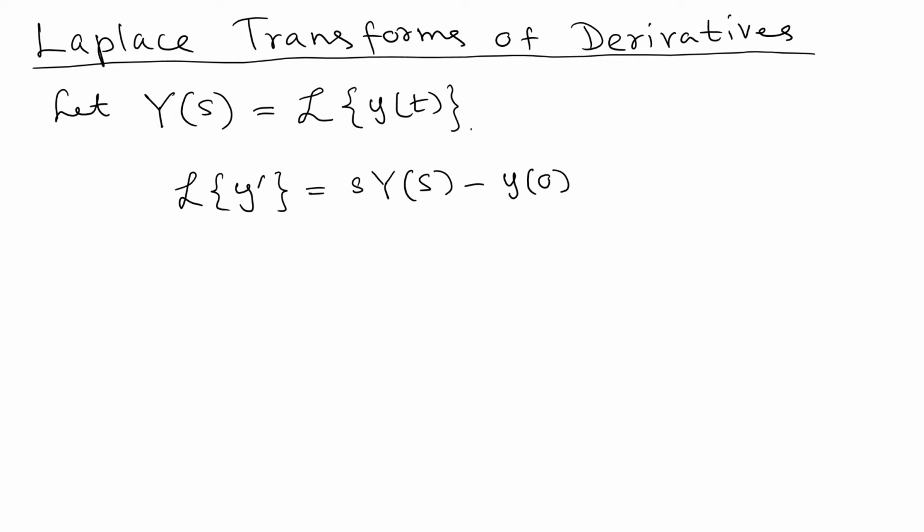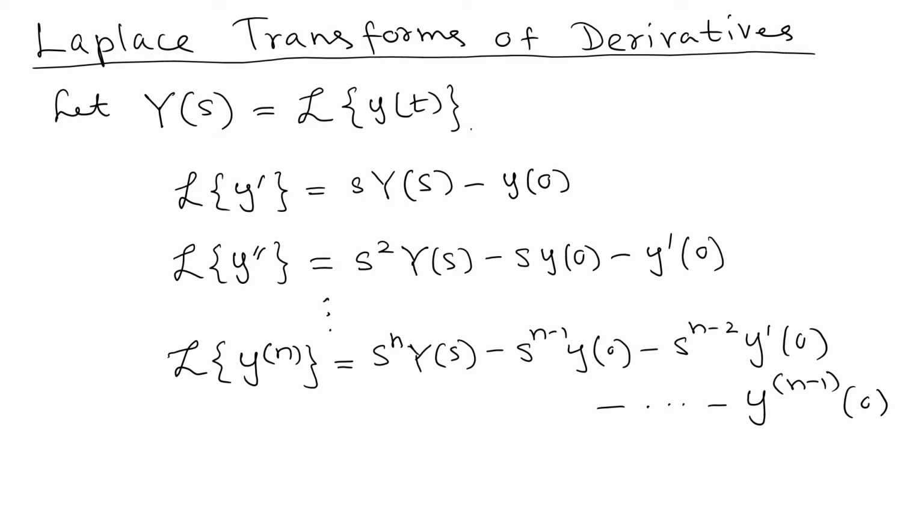For example, the first derivative. The Laplace transform of the first derivative is sY(s) minus y(0). Only the first term has the s, and everything else has a negative sign and is evaluated at 0. Those are common things you can see. Only the Y(s) appears in the first term.